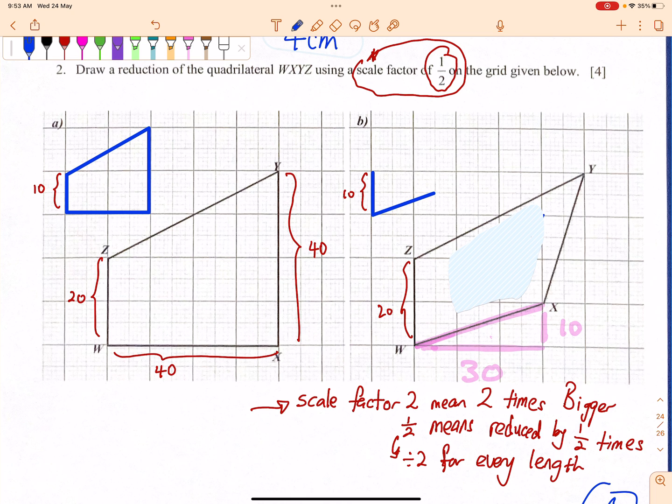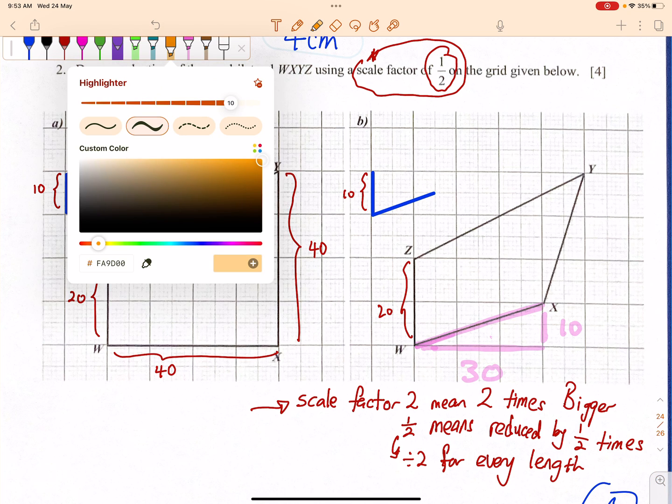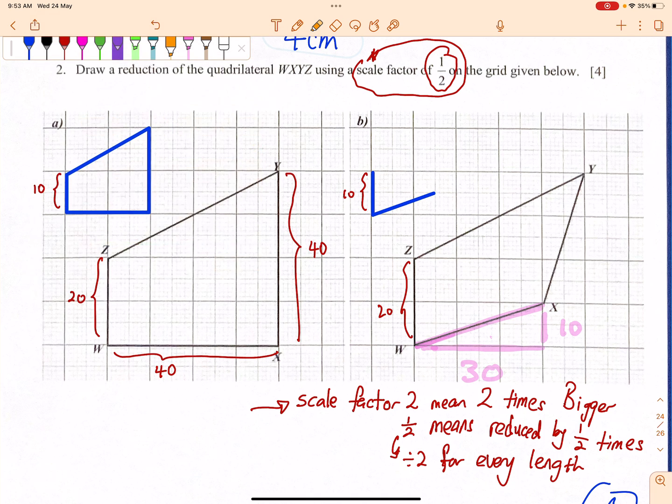So I can label this point here. Alright, now let's try with the next one. Let me use another color. So now let us settle the orange line, this orange line here. So orange line is slanted.